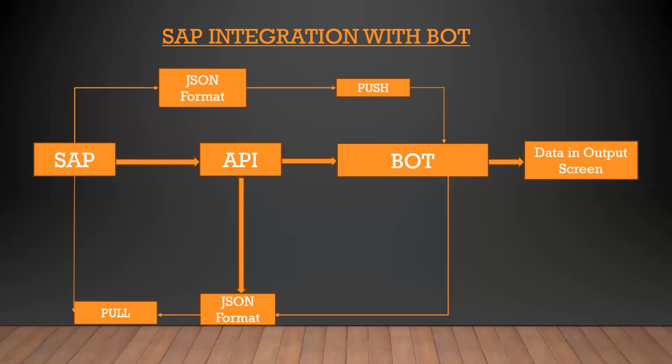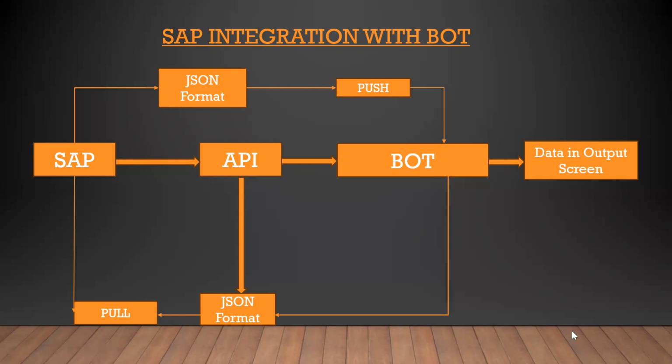This pull is only for the success message, so the technical part knows that SAP has received the data and it has gone correctly. That is the reason the pull is happening, to receive the success message. So mostly the data goes from SAP to the bot. The bot question is asked and it goes. So I hope now the overview is clear: SAP, API, bot, data, how it is going, JSON format, push. It depends on the application.